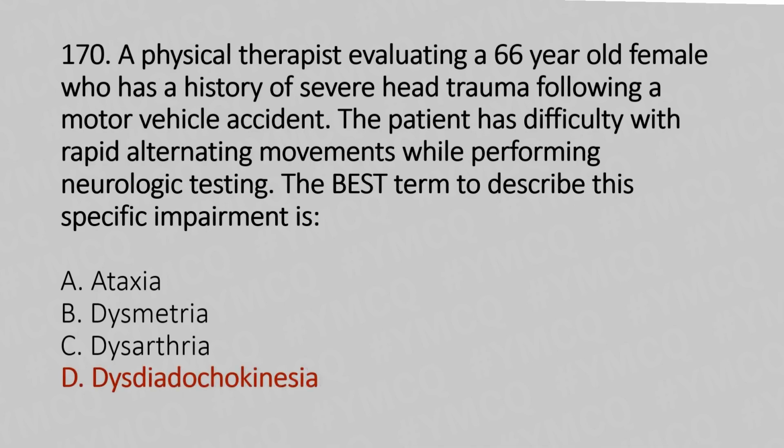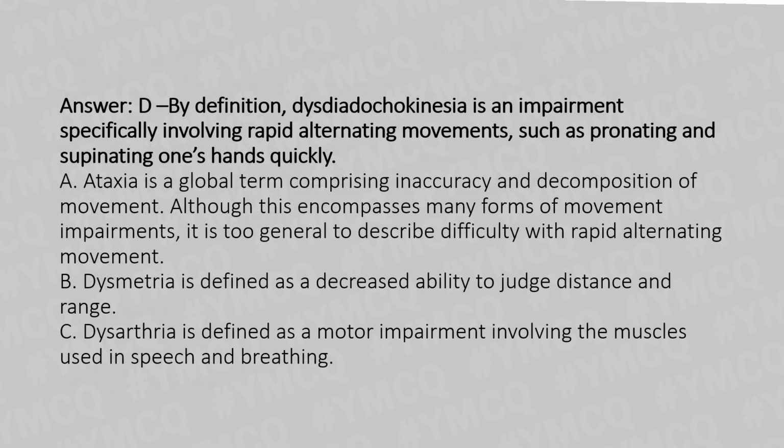Option D. Dysdiadochokinesia. Explanation to this question is, correct answer is option D. By definition, dysdiadochokinesia is an impairment specifically involving rapid alternating movement, such as pronating and supinating one hand quickly. Why other answers are wrong?